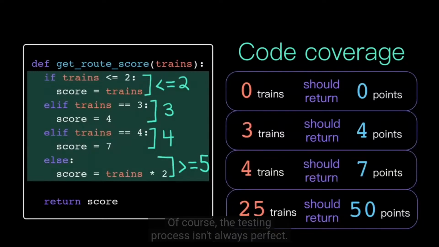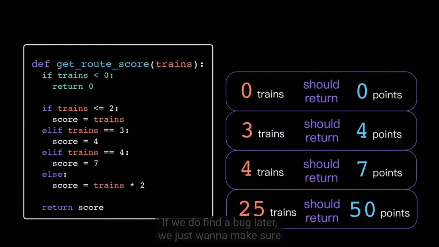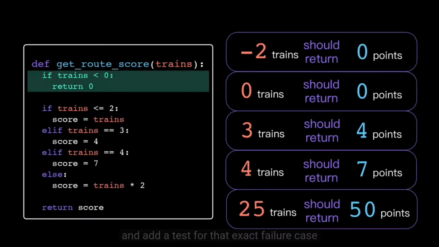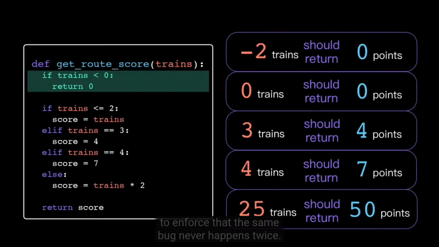Of course, the testing process isn't always perfect. We may miss a test case, or we might make compromises on code coverage in the interest of time. If we do find a bug later, we just want to make sure we learn from that mistake. So most programming teams will go back in and add a test for that exact failure case to enforce that the same bug never happens twice.